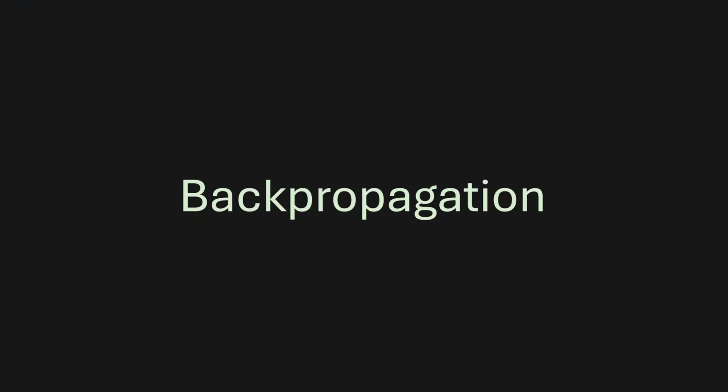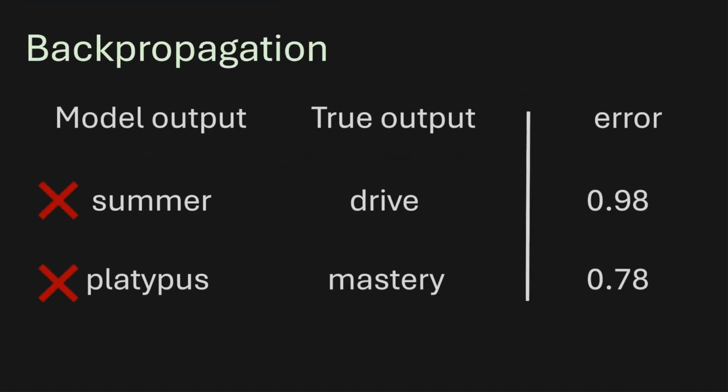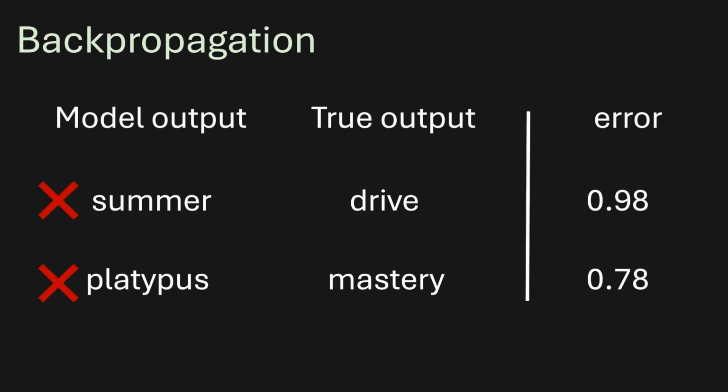Backpropagation is the process a model uses to improve its predictions over time. It starts by checking how wrong the model's guess was. This is called error. Once the error is calculated, the model adjusts its parameters slightly to reduce this error and make better predictions.